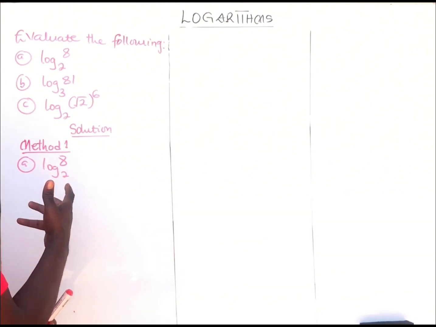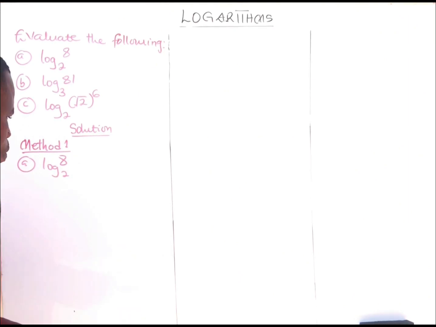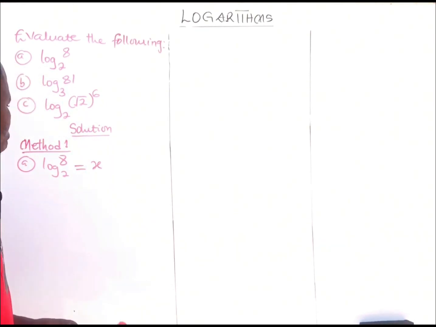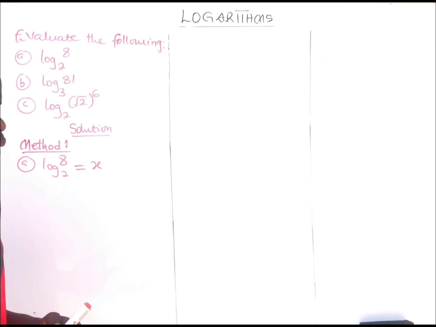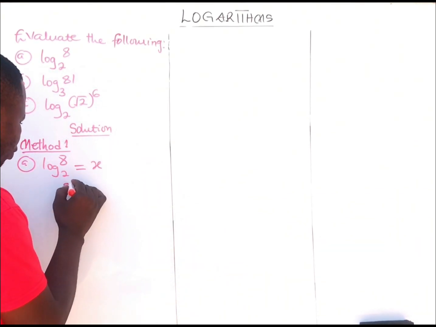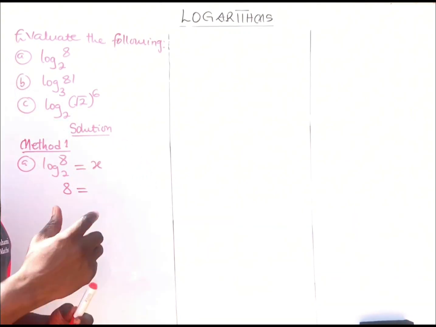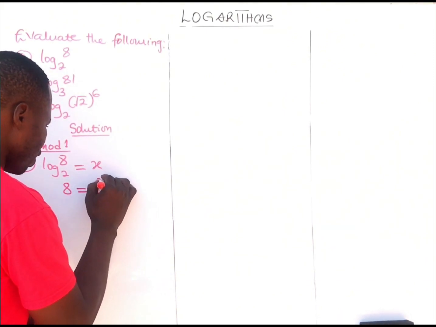To use method 1, take the whole of this log and equate to a variable. So I'll say let the whole of this log be equal to x. I will now take this log away, and by taking this log away, 8 will come down. We are just using the trick that we're using during the proof of the laws of logarithms. So taking this log away, 8 will come down, and 2 will switch to the right hand side. And when 2 switches to the right hand side, x will now be the index of 2. So I'll now have 2 exponent x.